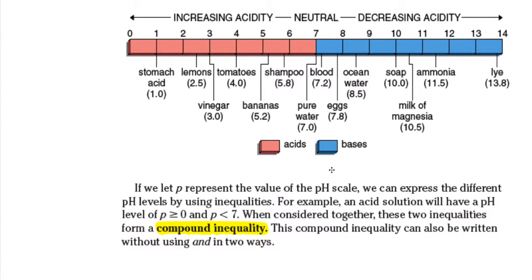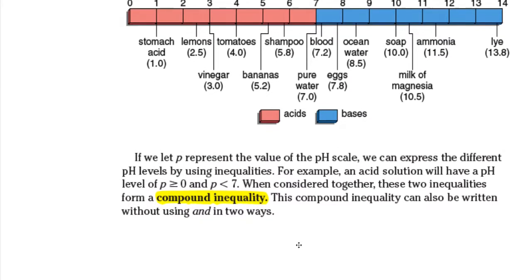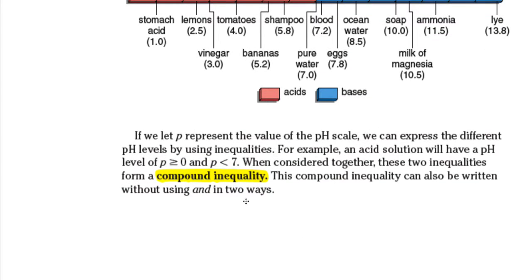If we let P represent the value of the pH scale, we can express the different pH levels by using inequalities. For example, an acid solution will have a pH level of P is greater than or equal to 0 and P is less than 7. When considered together, these two inequalities form what we call a compound inequality. This compound inequality can also be written without using "and" in two ways.